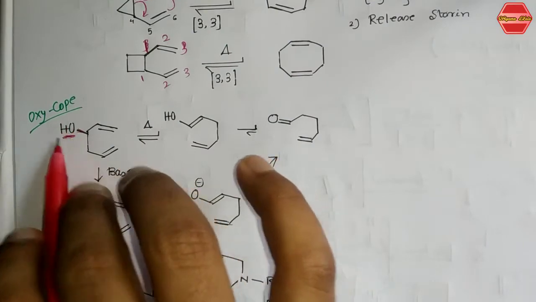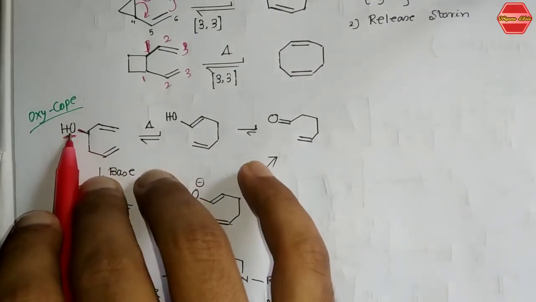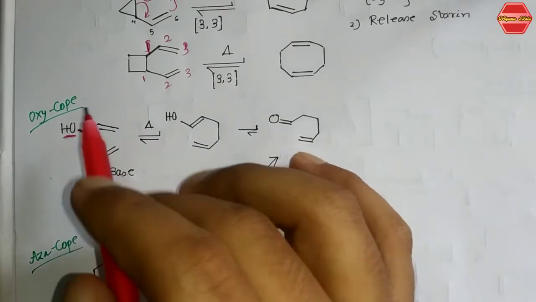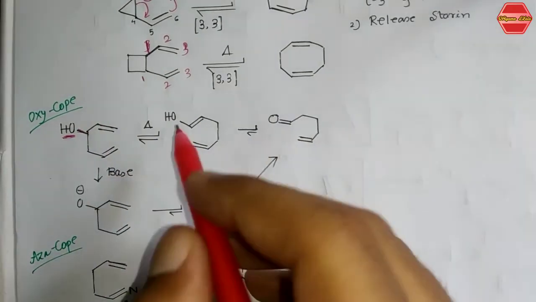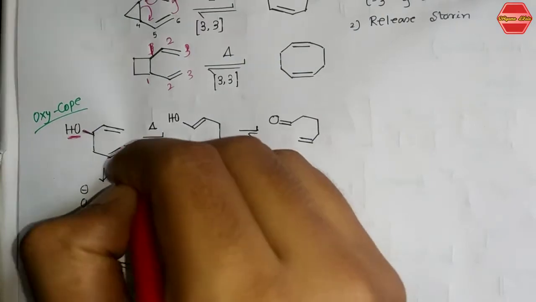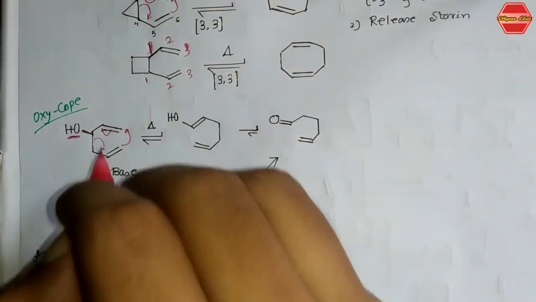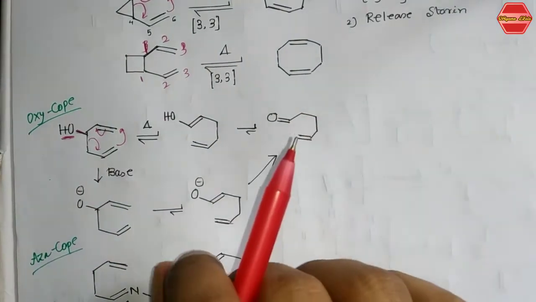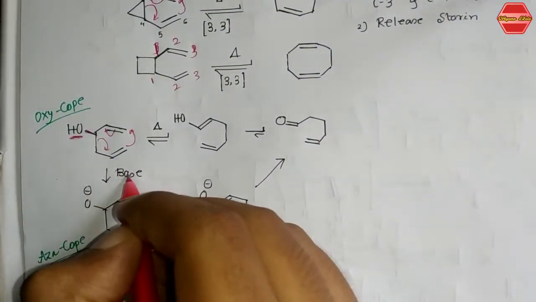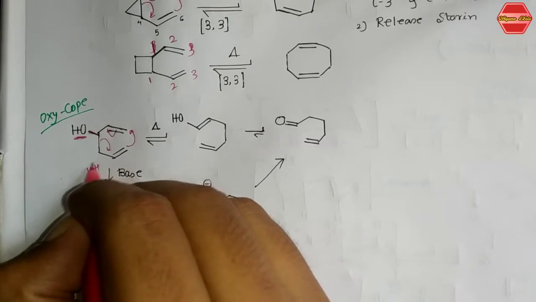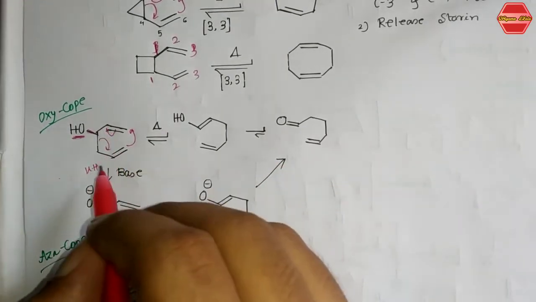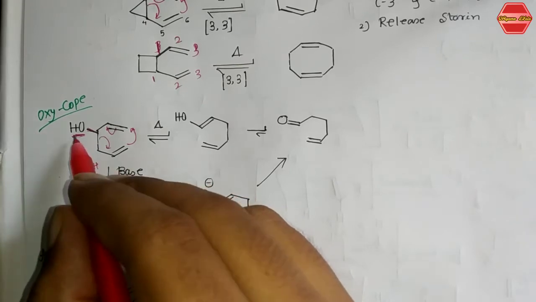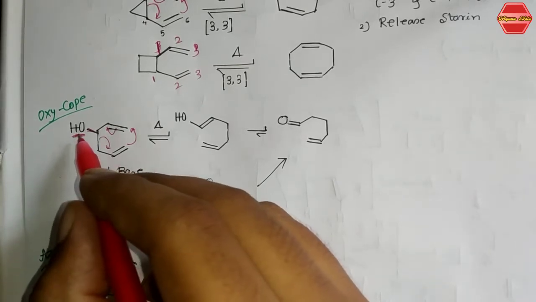So first see that we have the OH. First you have to check that you have the OH. If you have the OH, then it will follow the Oxy Cope pathway. The mechanism is basically the same. So here you are getting this product, and after tautomerization you get this final product. And if you have a base, generally potassium hydride is used. If you use this potassium hydride, you have this OH group, and this OH is deprotonated.